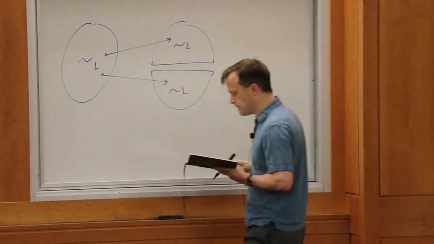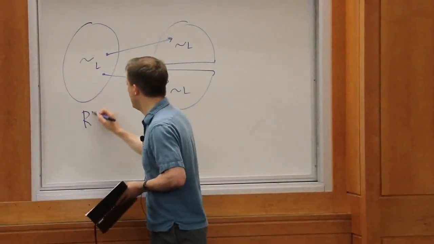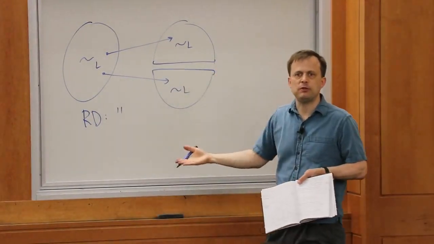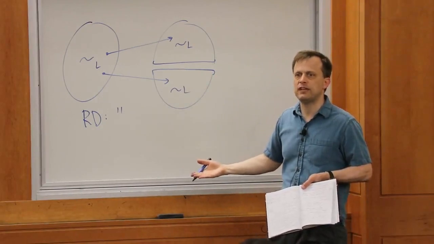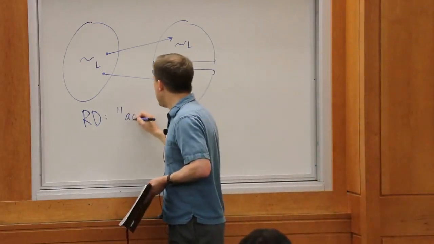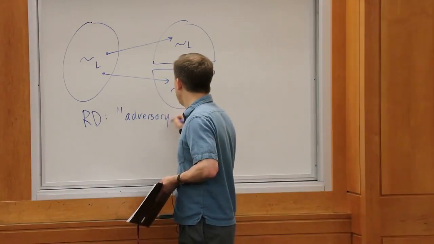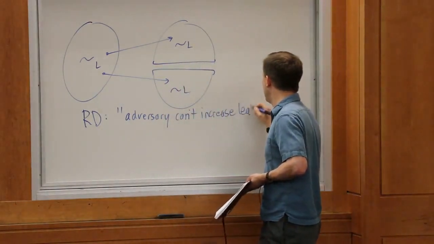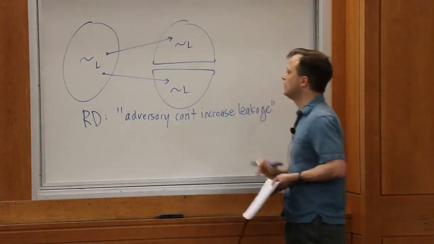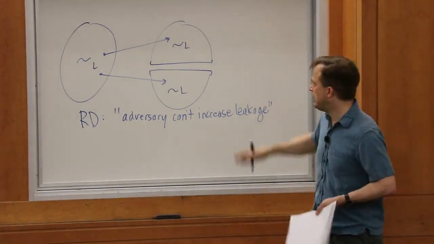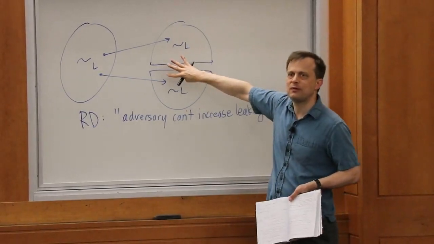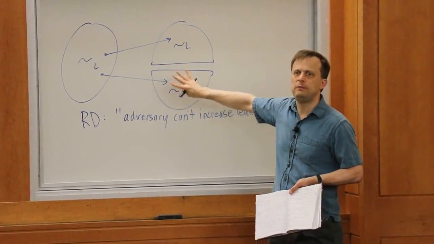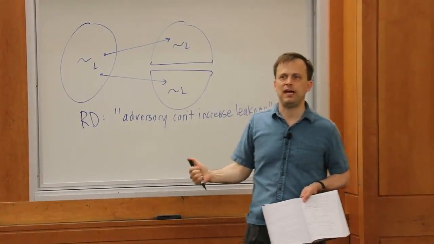So what robust declassification is saying is, yes, we're going to have some leaks. We're going to have some information release that's caused by using declassification. But the adversary can't increase the leakage beyond what's already there. So any violations of this equivalence that are induced by running the program are going to already be there regardless of whether the adversary had done anything.